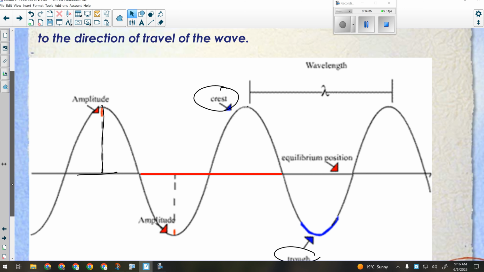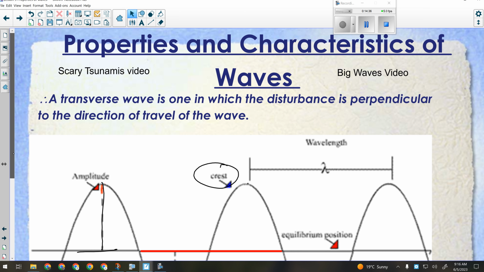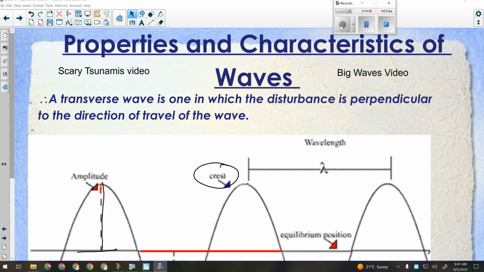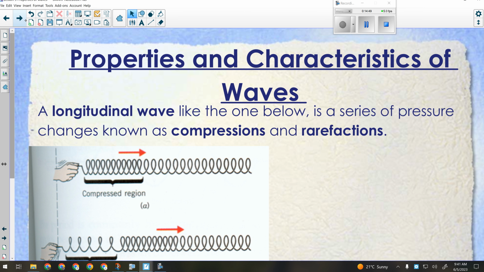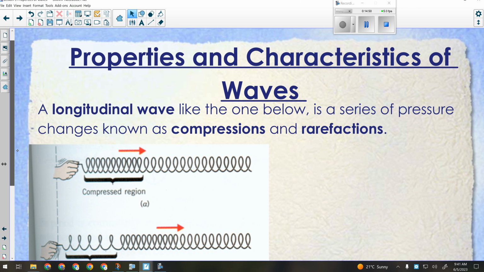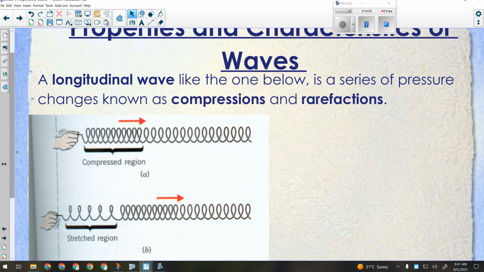Okay, now I've got a couple of videos to show you here. Okay, so those are all transverse waves, because they go up but travel forwards. The other type, as we said, are longitudinal waves. Again, I demonstrated those with the slinky by moving it back and forth. Sound waves are longitudinal waves.